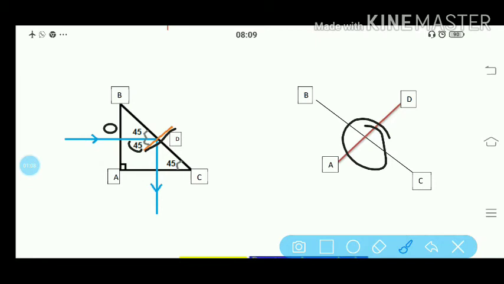Now what happened? This ray strikes the prism here as the incident ray. The prism is made up of glass and its critical angle is 42 degrees and the angle of incidence is 45 degrees. So the angle of incidence is more than the critical angle, hence total internal reflection will occur here. So when the light ray strikes at 90 degrees, it passes undeviated. That is, overall this prism has turned the ray by 90 degrees.